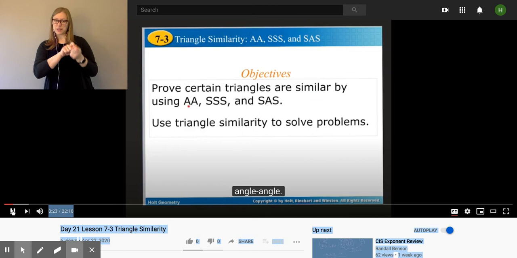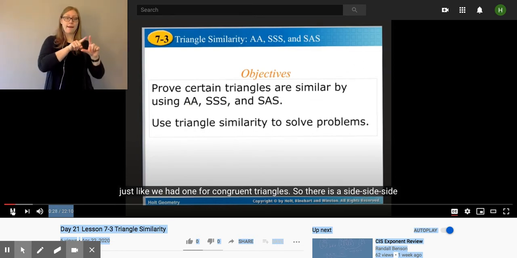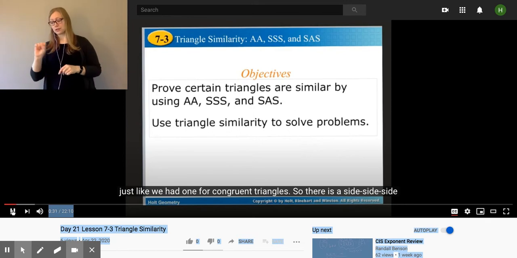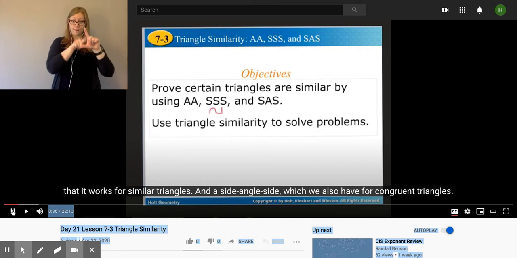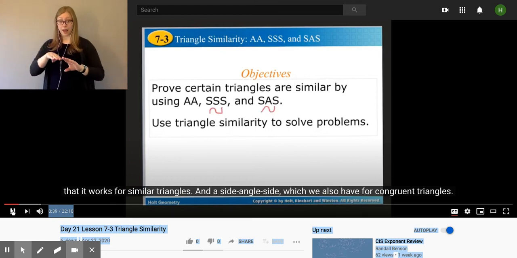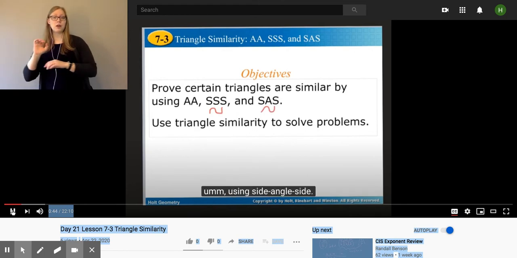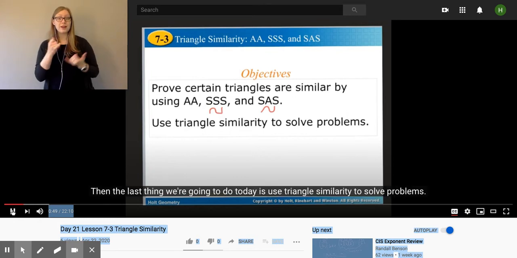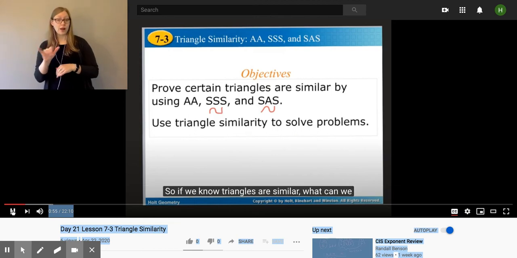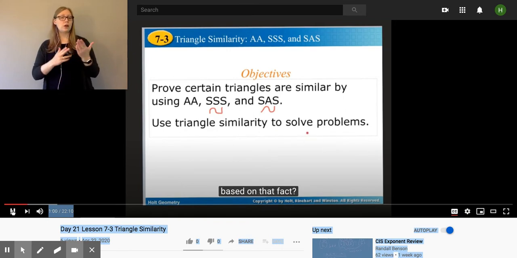And one shortcut is angle-angle. We have a side-side-side similarity shortcut, just like we had one for congruent triangles. So there is a side-side-side that works for similar triangles, and a side-angle-side, which we also had for congruent triangles, but we can also show that triangles are similar using side-angle-side. And then the last thing we're going to do today is use triangle similarity to solve problems. So if we know triangles are similar, what can we conclude based on that fact?